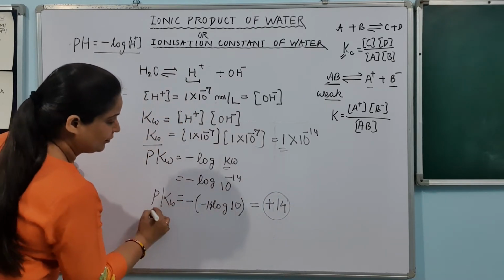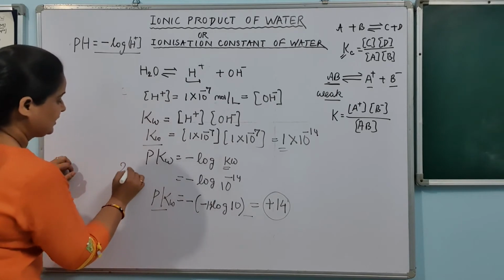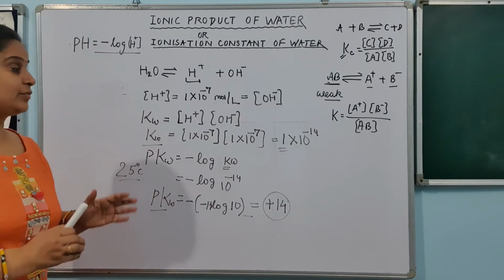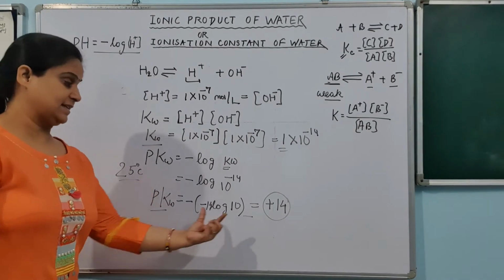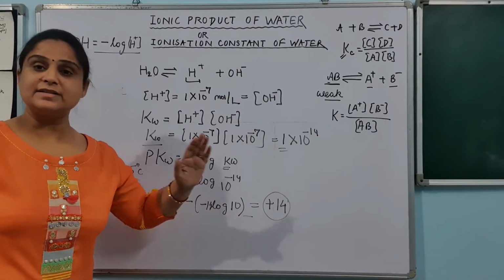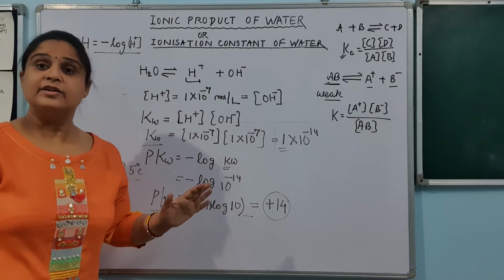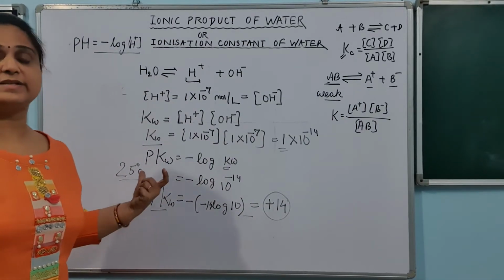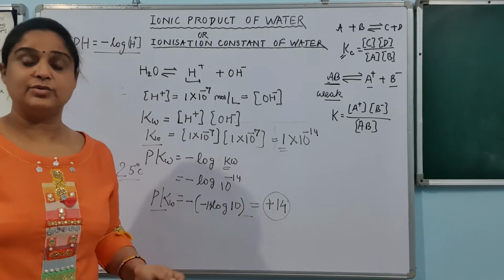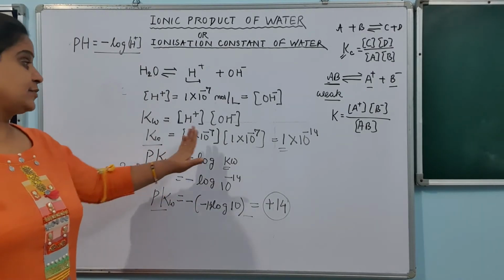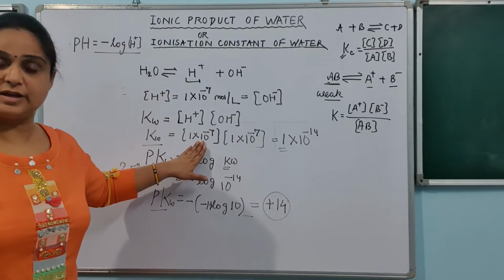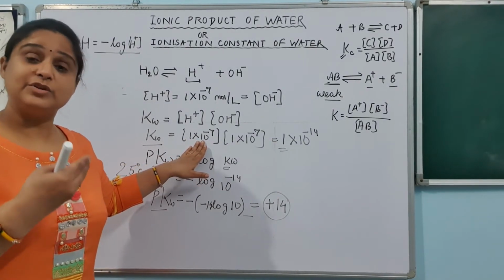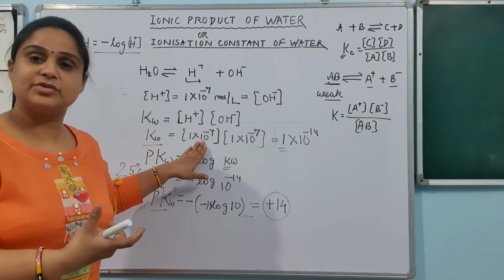The value of pKw of water at 25 degree Celsius is 14, and it is a fixed value. So do remember that the pK value at 25 degree Celsius is a fixed value, and the concentration of H plus ion is also fixed at this particular temperature. But when you increase the temperature, the dissociation of water will be more.